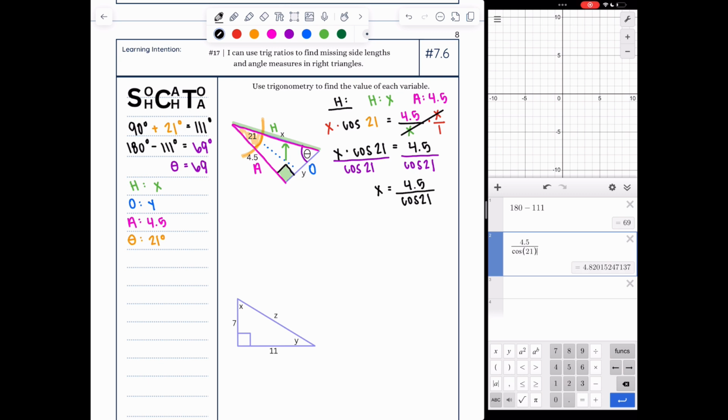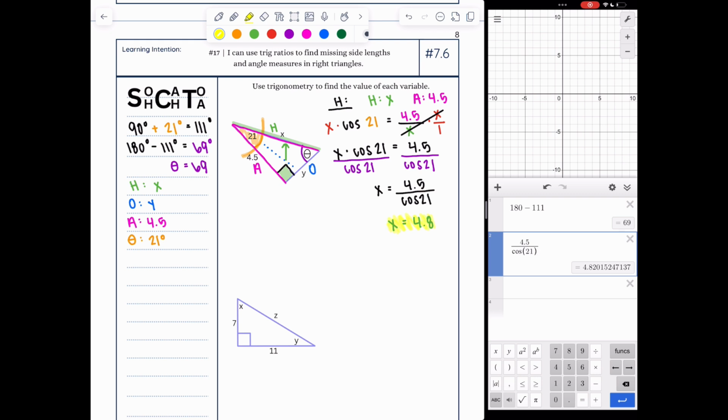I put this in, and I end up with 4.82. You can round that to 4.8 if you'd like to. That's where I'm going to stay, but if you want to keep it at 4.82, you're more than welcome to do that as well. That makes sense to me because a 21-degree angle isn't a very big angle. So that means that the length of y should be really short.